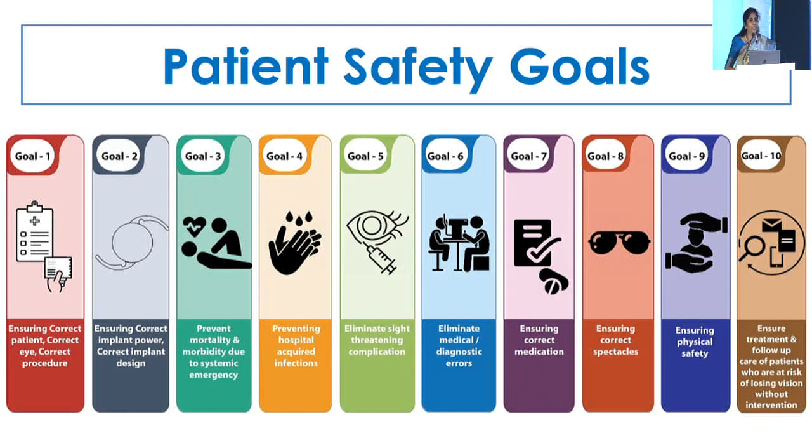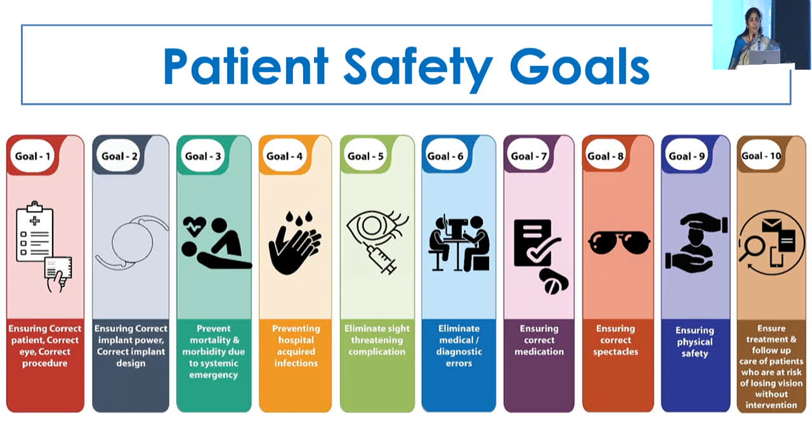In order to make it clear for the staff, we have defined 10 critical areas as areas for patient safety. And this is the list of what each of these goals are. So goal 1 is to ensure we do the surgery on the correct patient and the correct eye and procedure. Second is the correct implant and power and the IOL design.